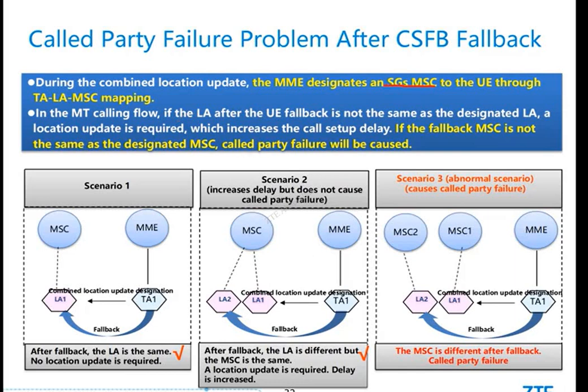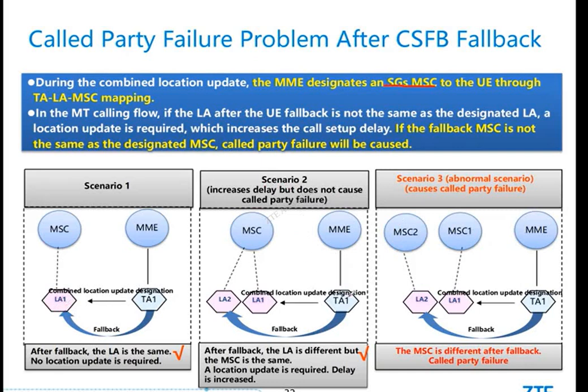So the call party failure will be caused. For example, scenario one is a normal scenario. Normal scenario means that during the LTE combined location update, the network has already designated this LA1 to the UE. So after fallback, the UE just falls back to the same LA1. So it doesn't matter. But you can see in scenario 2, it has a problem.